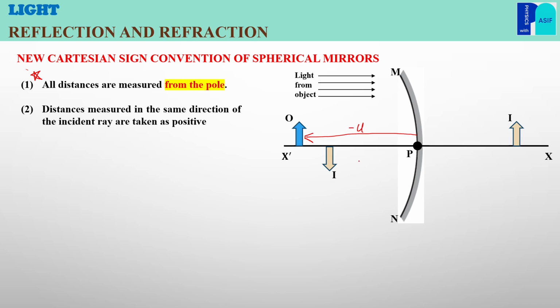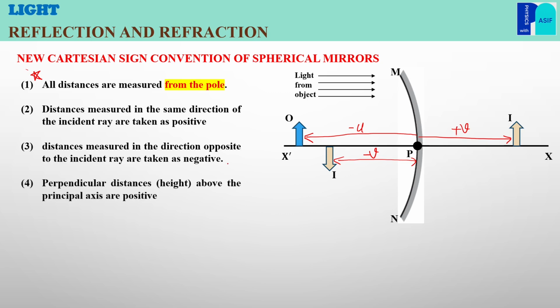And if a real image is formed, then the image distance is also measured from the pole. Therefore, even in this case, you are moving towards the left side, that is opposite to the direction of the incident light. Therefore, the image distance, denoted by v, is also negative. And if the image formed is a virtual one, formed behind the mirror, the image distance is measured while moving towards the right side. That is in the direction of the incident light, and the image distance is taken as positive.